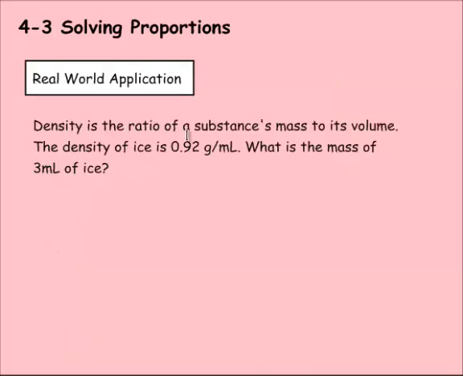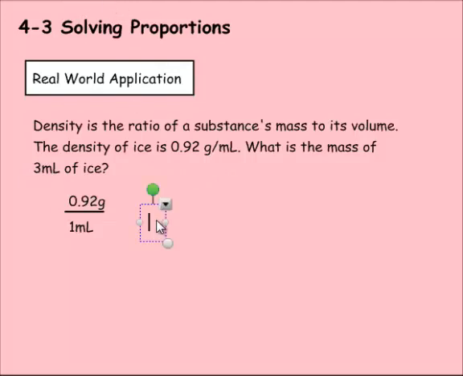Density is the ratio of a substance's mass to its volume. So mass goes over volume, mass to volume. So the density of ice is 0.92 grams per milliliter. So what is the mass of 3 milliliters of ice? So if I'm going to write this proportion, 0.92 grams over 1 milliliter. So we need to solve for the mass of 3 milliliters of ice. When you line up proportions like this, you have to line up milliliters with milliliters and grams with grams.